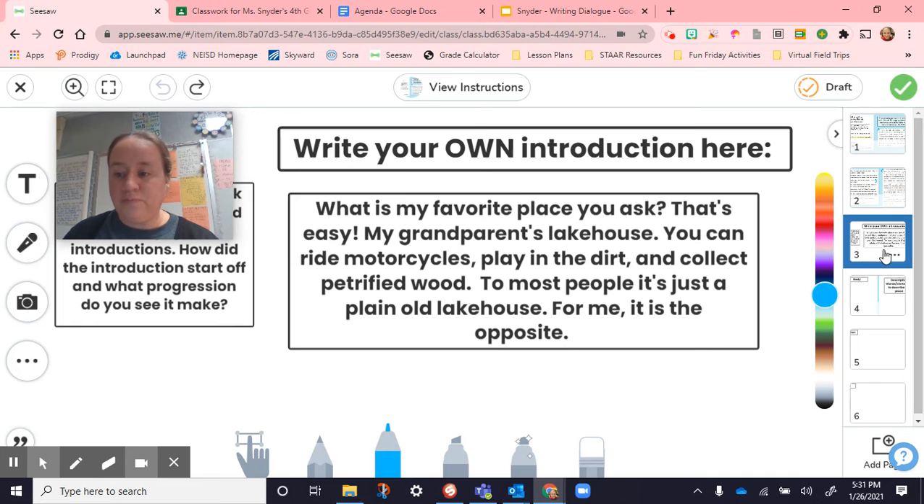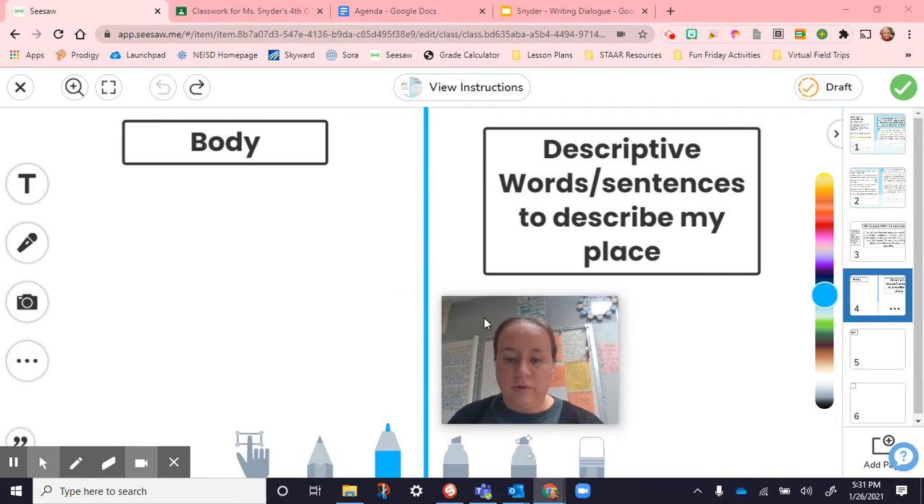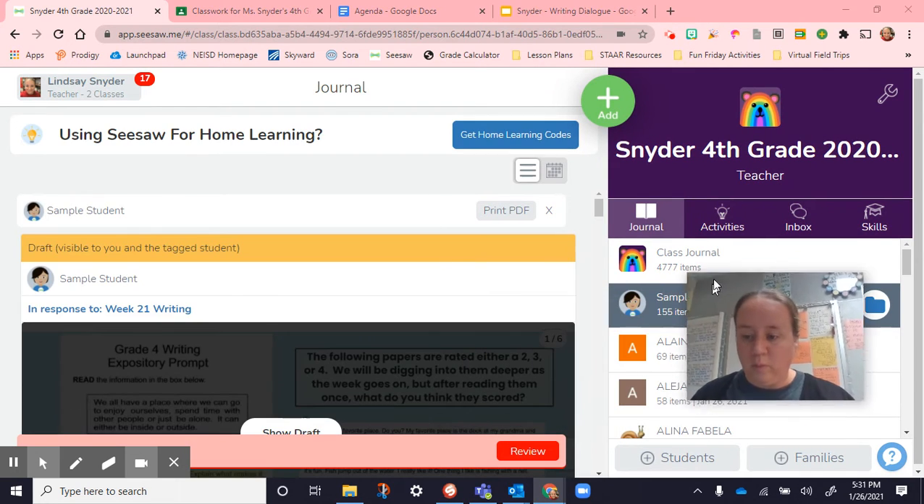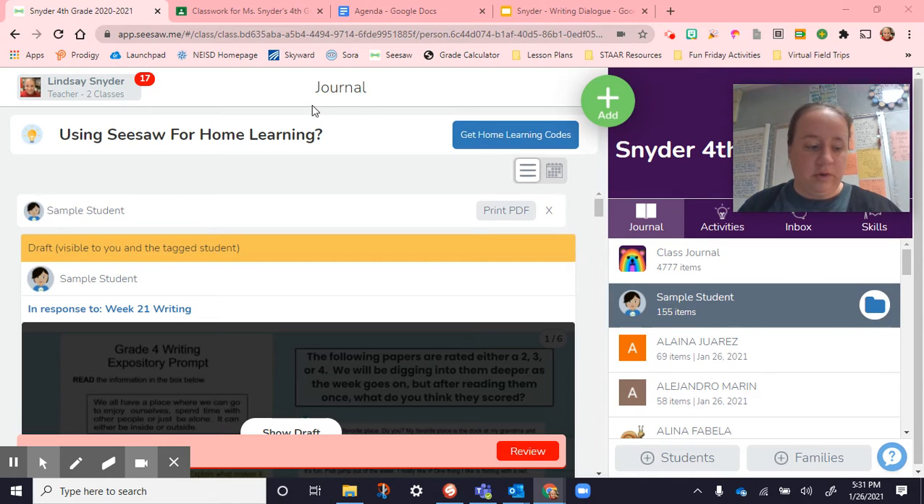All right, so tomorrow we will get into the body. And we're going to talk about some descriptive words and things that we can use to describe that place. So for now, hit the green check, because if you haven't already, I want to see what you do with it. Before we go into the body, I want to make sure we're all good to go on the introduction before we move into the next spot. So if you send it to me, check your comments so I can read those.